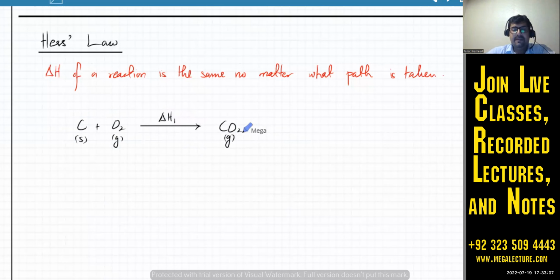You can give it different names. You can call it the enthalpy of formation of carbon dioxide. You can call it the enthalpy of combustion of carbon as well. I'm just going to call it delta H1. So I want to burn carbon to produce carbon dioxide.